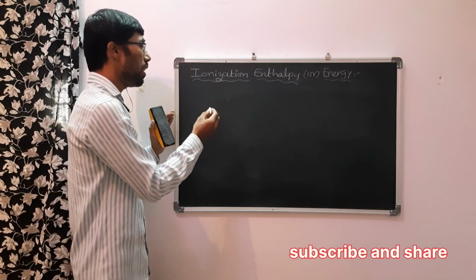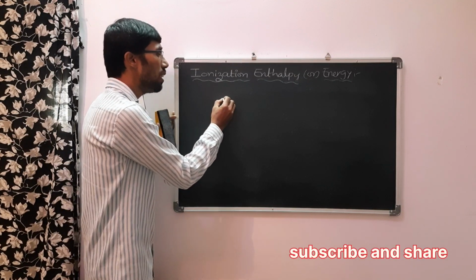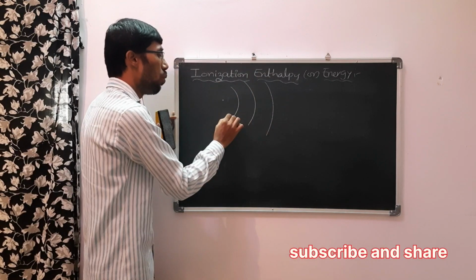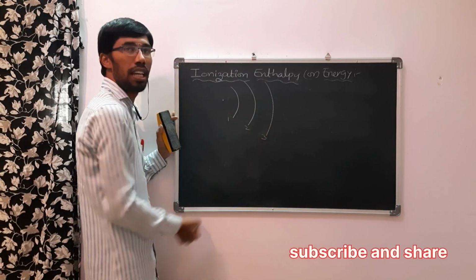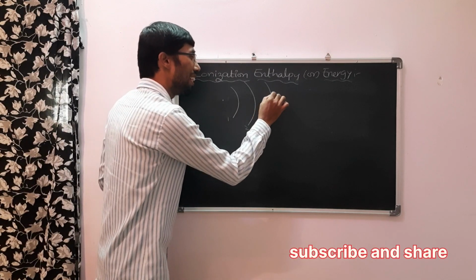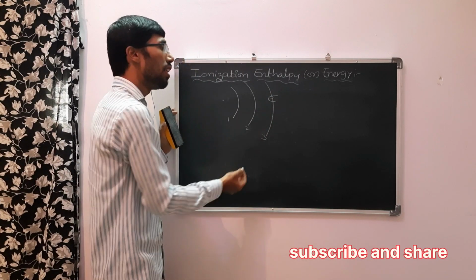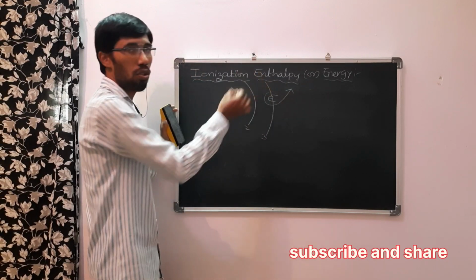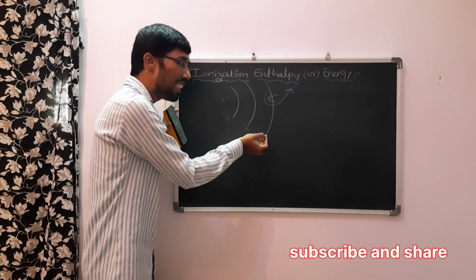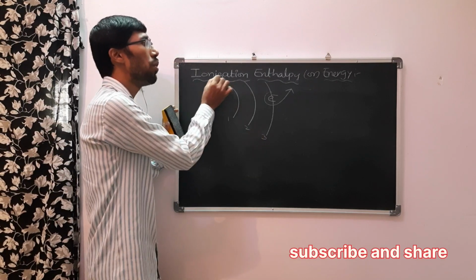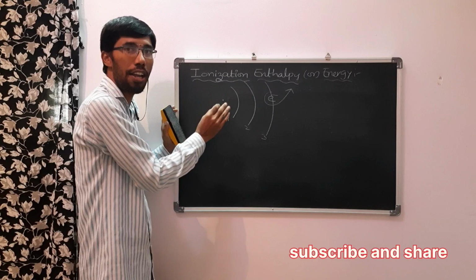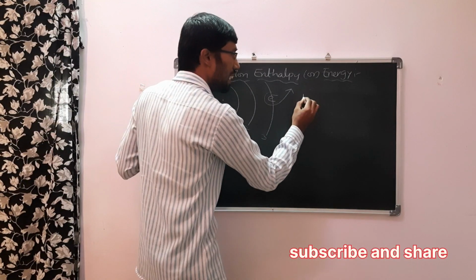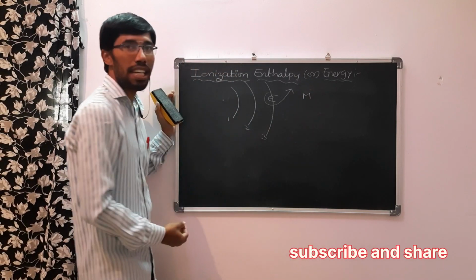For example, if an atom consists of a nucleus, then the orbits are represented as 1, 2, 3. The differentiating electron is present in the third orbit. Then the minimum energy required to remove this electron from its valence shell is known as ionization energy or ionization enthalpy. For example, the atom is represented as M.